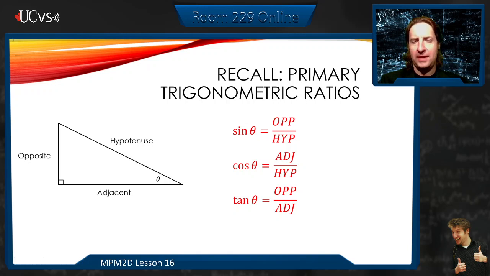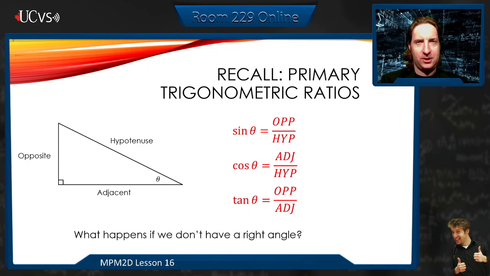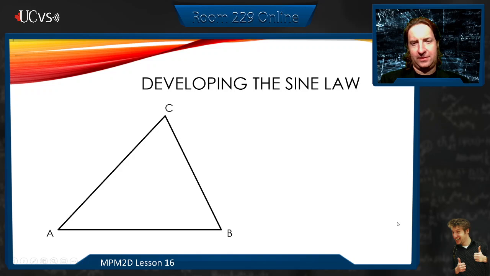Now, the problem is, what happens if we get to a situation where we don't have a right angle triangle? Here everything is related to right angles. But what happens if the triangle looks like this? As you can see, there's no right angle here, so we can't use our primary trig ratios. If you see a triangle without a right angle, please do not use sine, cos, and tan as they are. We can't. It doesn't work like that.